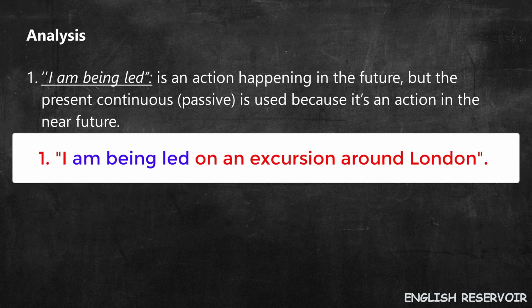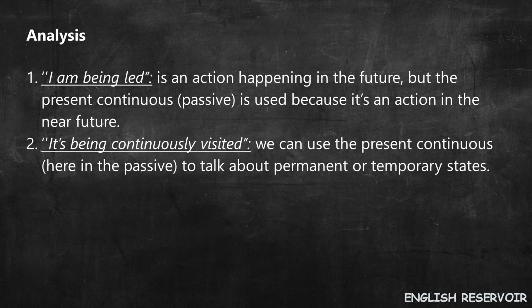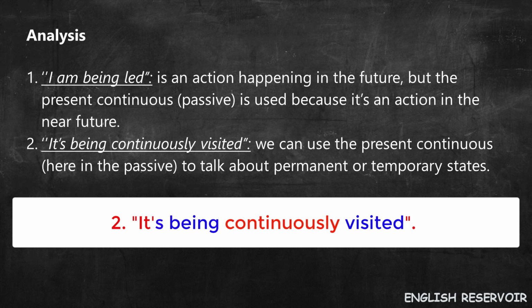Analysis. 1. I am being led is an action happening in the future, but the present continuous, passive, is used because it's an action in the near future. 2. It's being continuously visited. We can use the present continuous, here in the passive, to talk about permanent or temporary states.